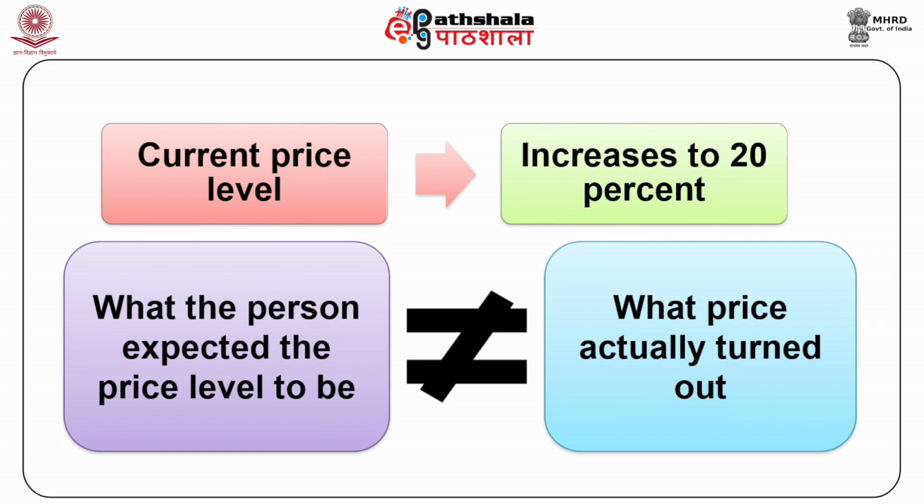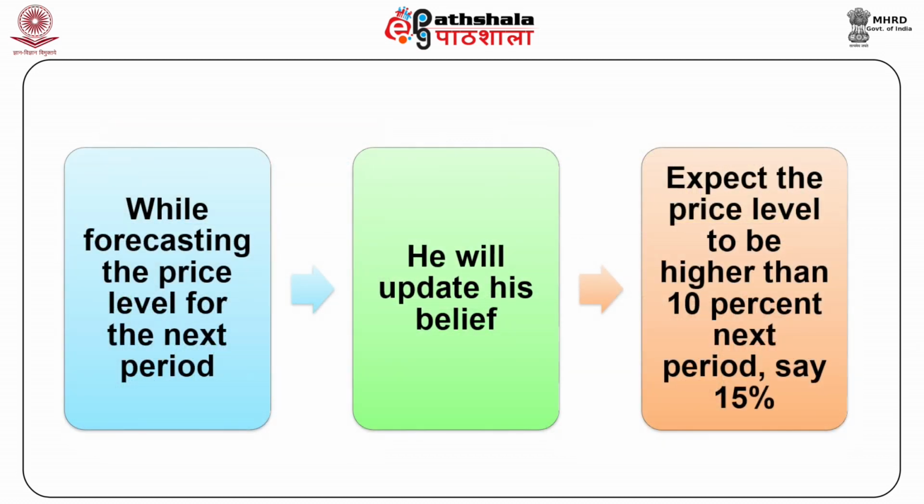Now suppose that the current price level increases to say 20%. Thus, there is a difference between what the person expected the price level to be and what it actually turned out to be. As a result, while forecasting the price level for the next period, he will update his belief and will expect the price level to be higher than 10% next period, but not as high as all the way up to 20%. He would expect the price level to be say 15%.